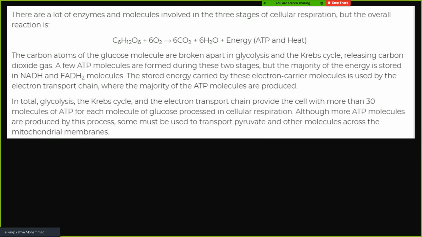All right. So this is the overall idea. We started with sugar. We use oxygen, which again was used up in the electron transport chain as we just saw. That produces carbon dioxide in the Krebs cycle, plus water, plus energy. So all that ATP that was produced was the energy that was produced.